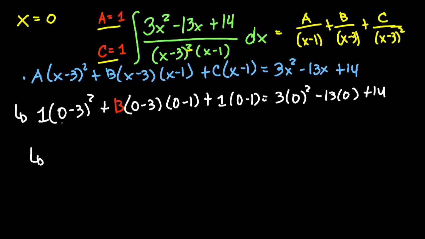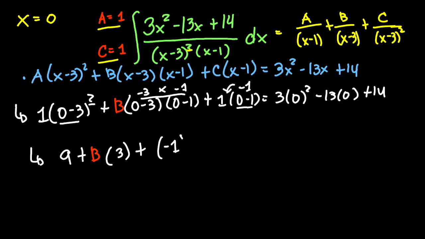So 0 minus 3 is simply negative 3. Square that, it would be positive 9, plus b multiplied by 0 minus 3 would be simply negative 3. 0 minus 1 is negative 1. Multiply these two together, you would have a value of positive 3. Plus 0 minus 1 is simply negative 1. Multiply that by 1 is simply negative 1. Equal to 0 squared is 0. 13 multiplied by 0 is 0, which leaves you with 14.